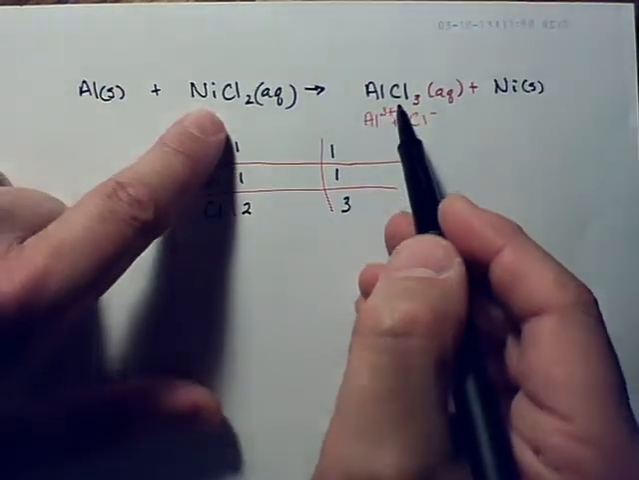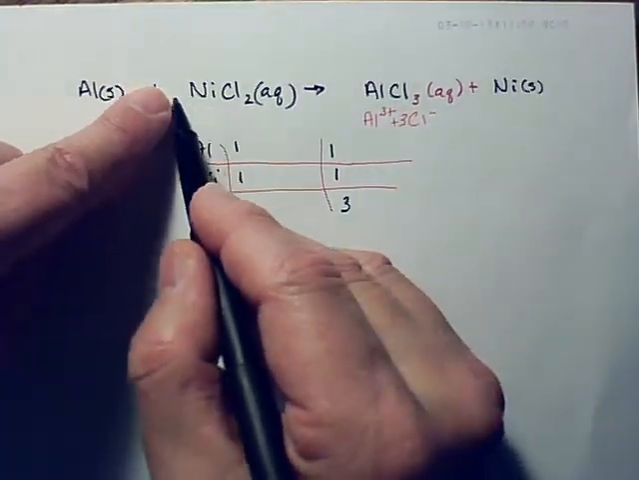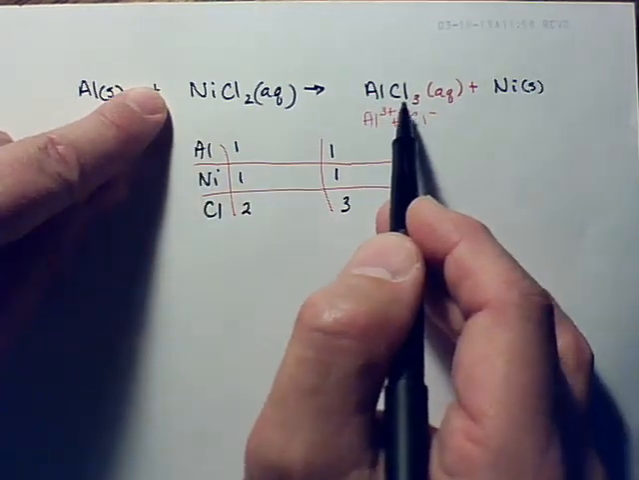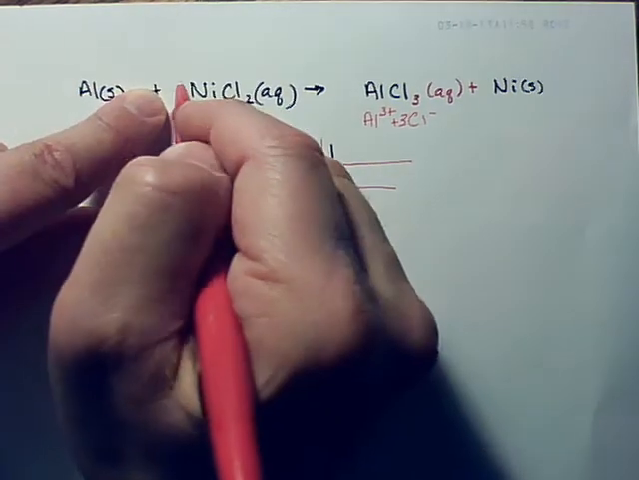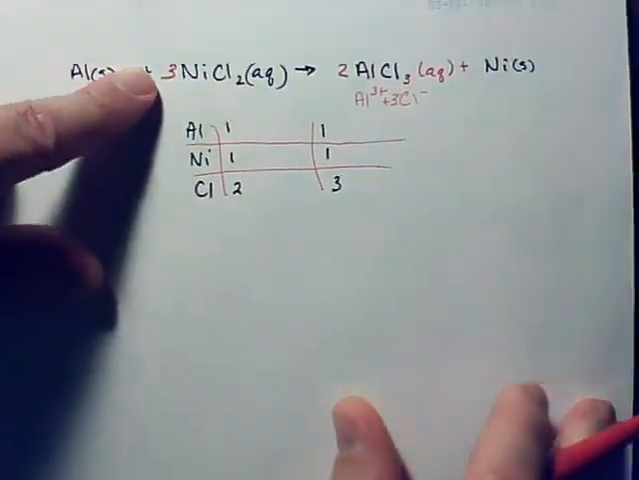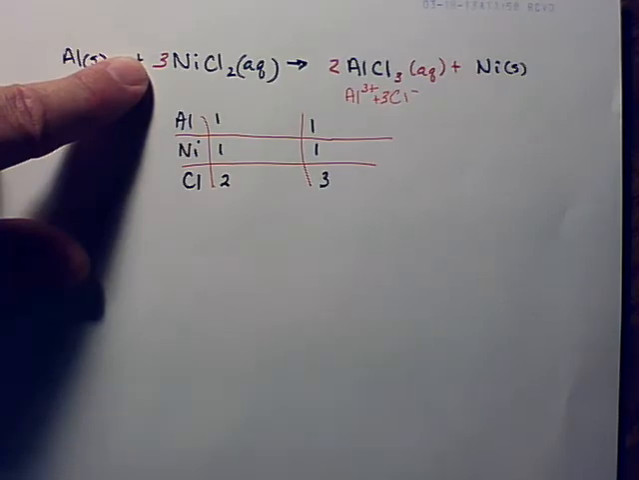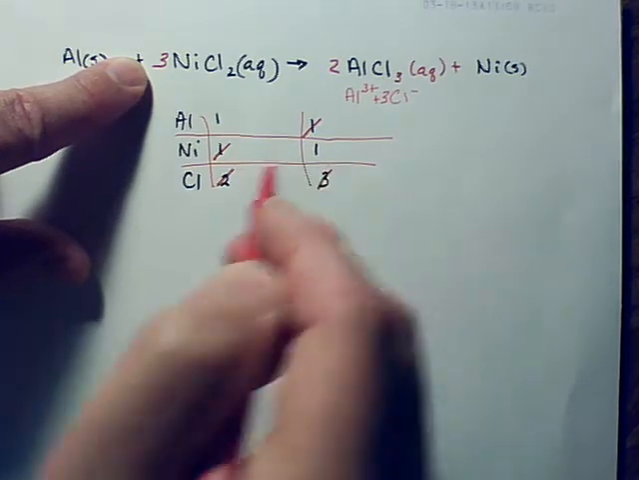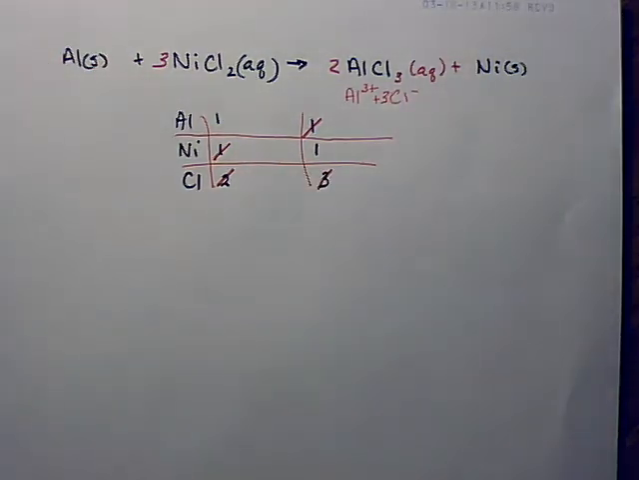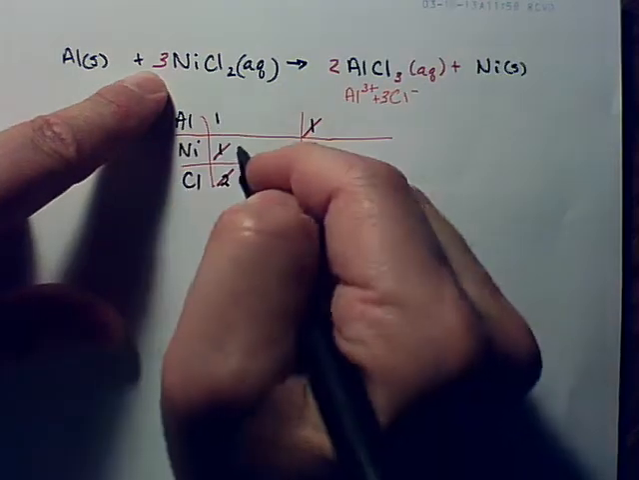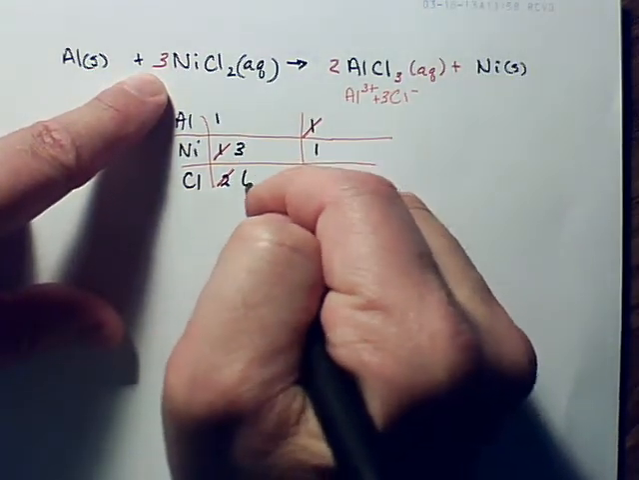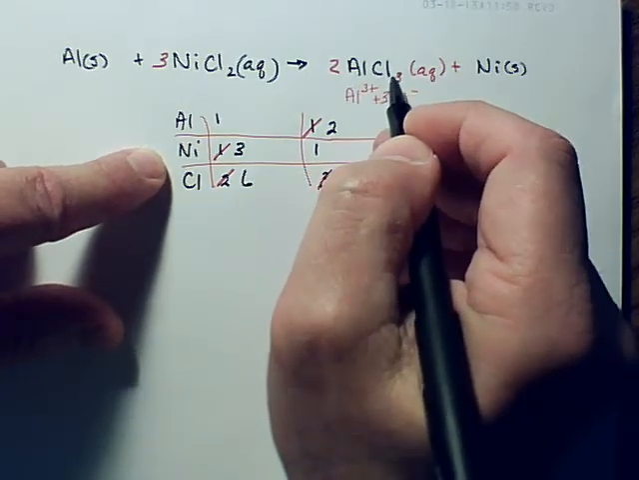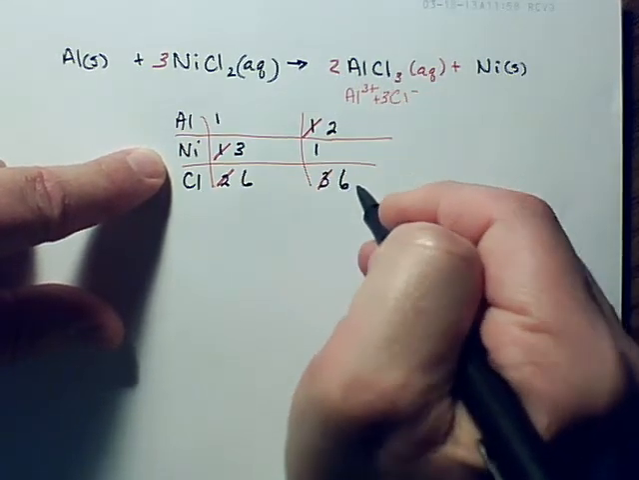The only way to get the number of chlorines to be equal is if I multiply this part here where the chlorine is located, by a 3, and this part by a 2. The result is that it's going to change on this side the number of nickels and chlorines, and on this side the number of aluminums and chlorides. So on the left now, the number of nickels I have is 3, the number of chlorines is 6. On the right, the number of aluminums is now 2, and the number of chlorines is 2 times 3, or 6.